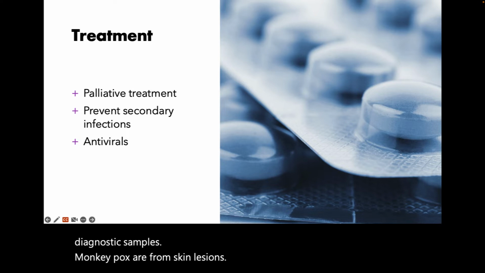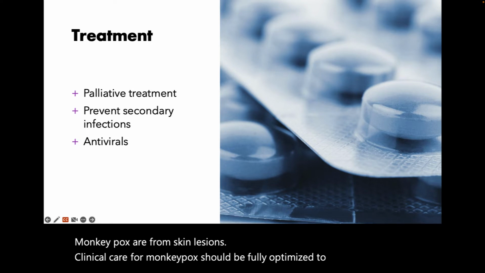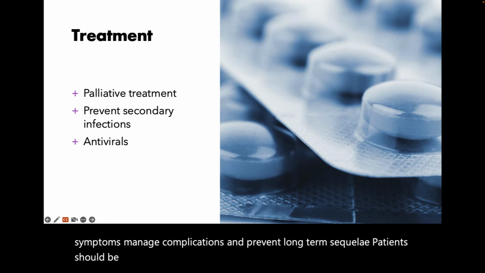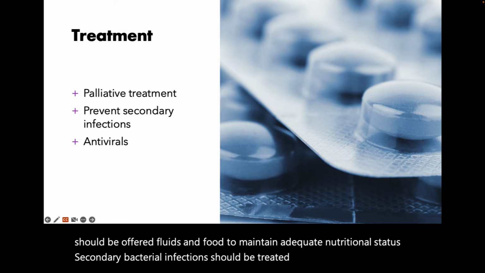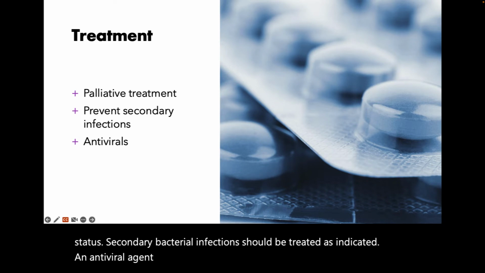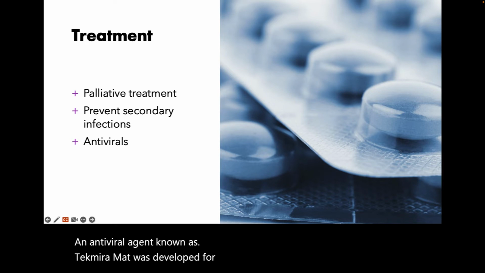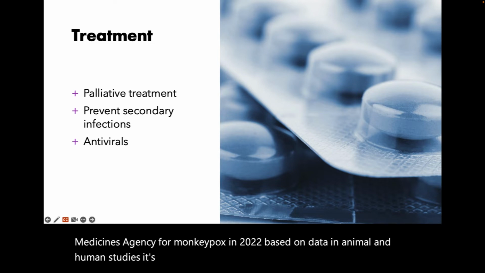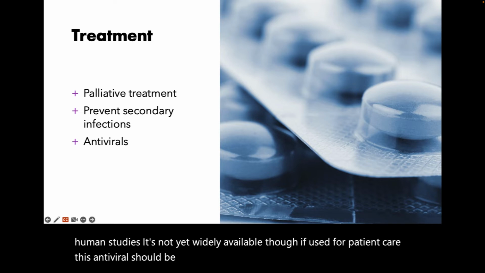Clinical care for monkeypox should be fully optimized to alleviate symptoms, manage complications, and prevent long-term sequelae. Patients should be offered fluids and food to maintain adequate nutritional status. Secondary bacterial infections should be treated as indicated. An antiviral agent known as tecovirimat was developed for smallpox and licensed by the European Medicines Agency for monkeypox in 2022 based on data in animal and human studies. It's not yet widely available, though. If used for patient care, this antiviral should ideally be monitored in a clinical research context with prospective data collection in mind.